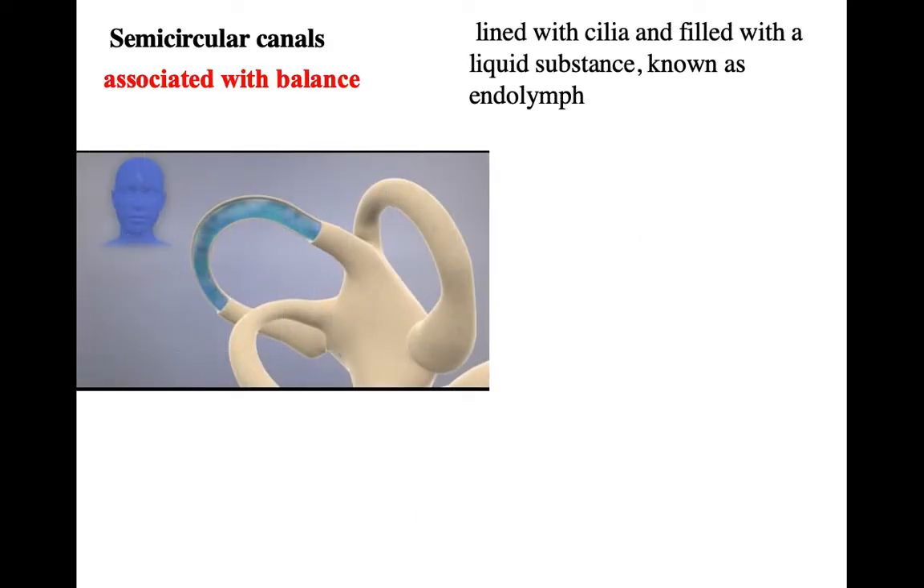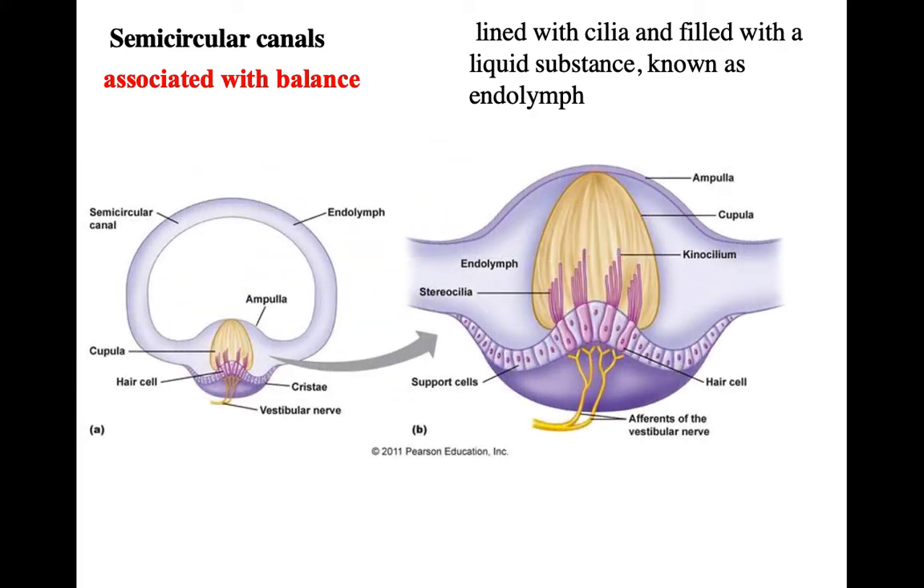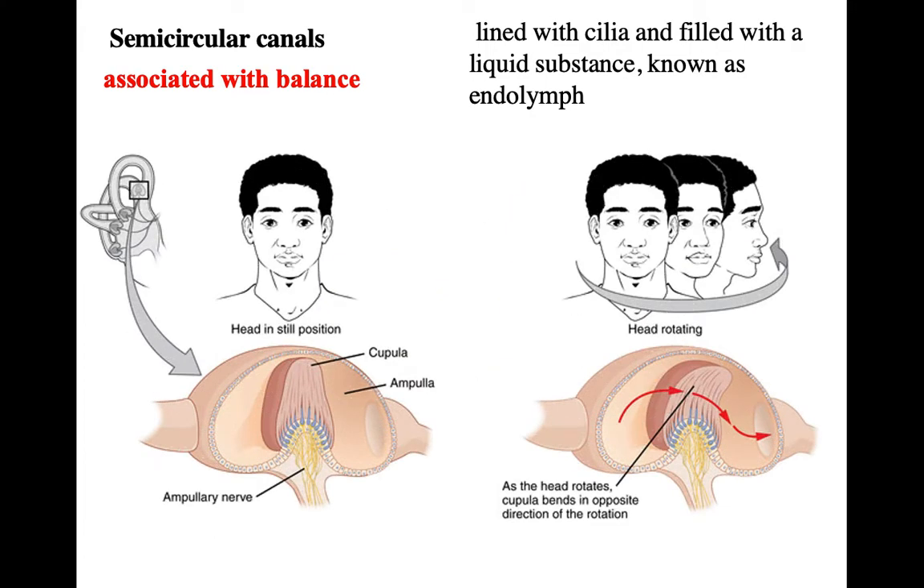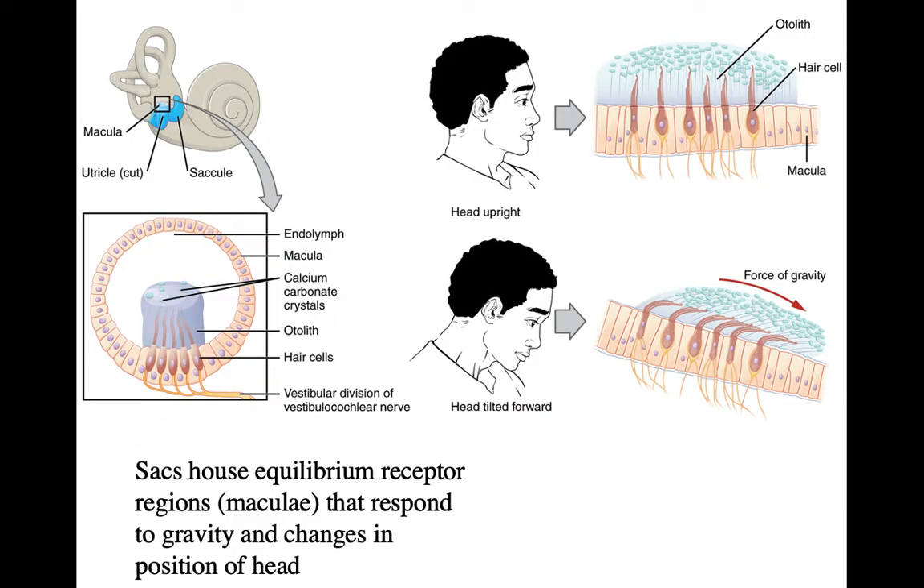What are semicircular canals? What's going on with this? Right, the liquid, the ampulla, the cupula, right? These little hair cells, depending on how they bend, is how I'm able to detect where my head is spinning. Then the other major parts, macula, utricle, saccule. How do I measure head tilted forward? Sacs house equilibrium receptors. Your equilibrium macula responds to gravity and changes in position of the head.